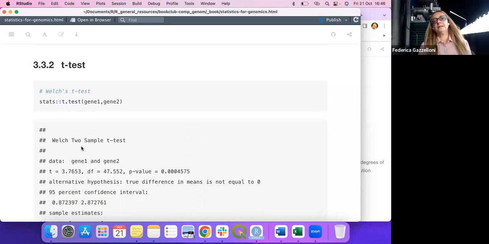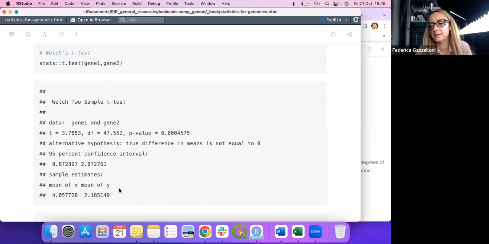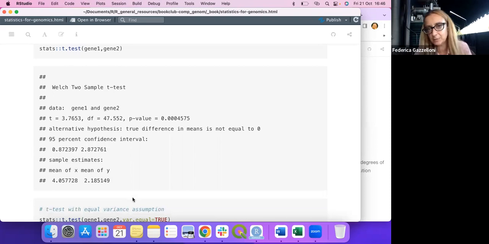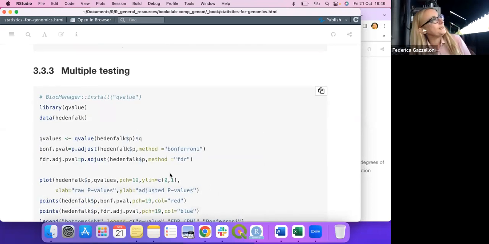We can make other tests to compare two distributions. This is the Welch test, or t-test. It is basically done on a normal distribution, but generally, when you do resampling, you can apply it even to different types of distribution. Then, when you have more than two vectors to compare, you don't have just one null hypothesis and one alternative hypothesis. You have a certain number of null hypotheses and alternative hypotheses.